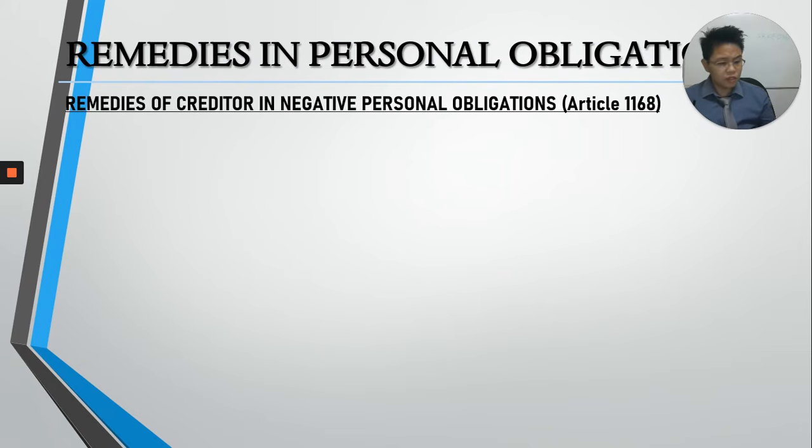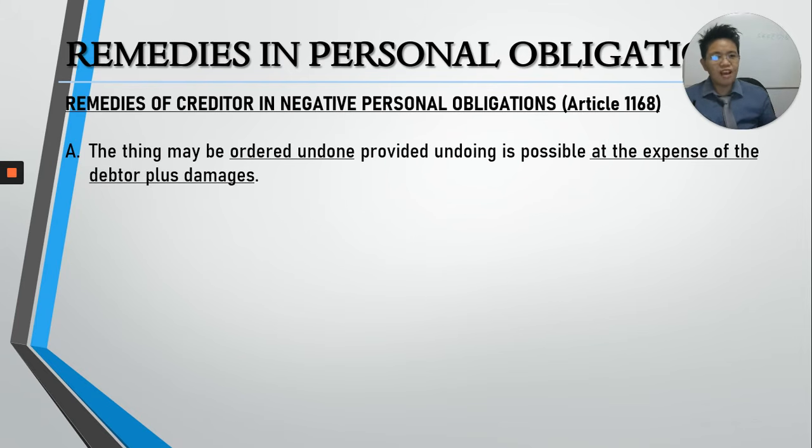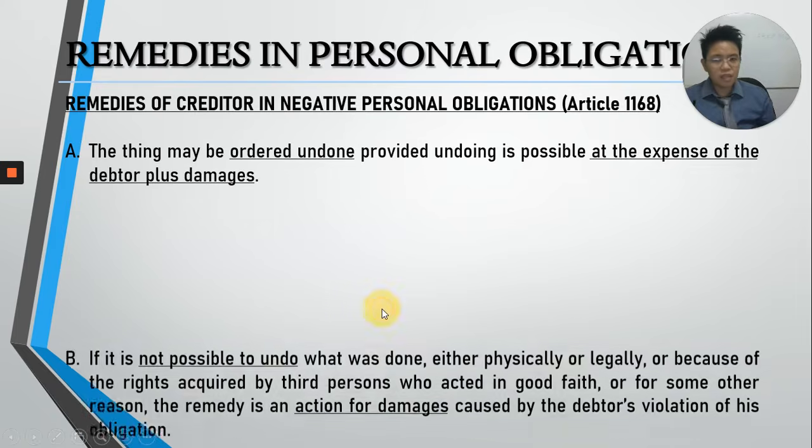How about if the obligation is negative? So, do not do. Not to do. Pero anong ginawa mo? Siyempre, kung ikaw yung obligor, ang obligation is not to do, siyempre, ginawa mo. You did. Yan. So, anyway, the thing may be ordered undone, provided undoing is possible at the expense of the debtor plus damages.